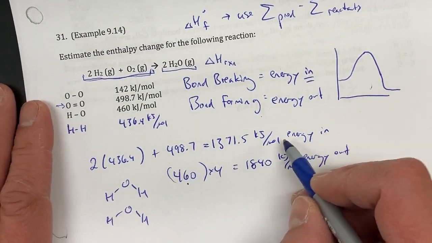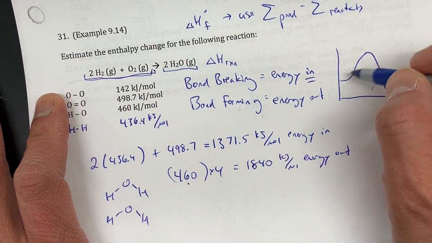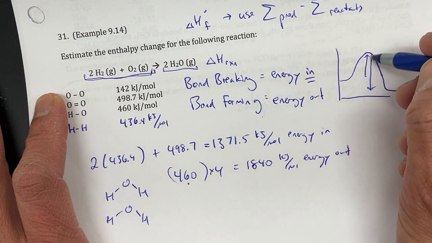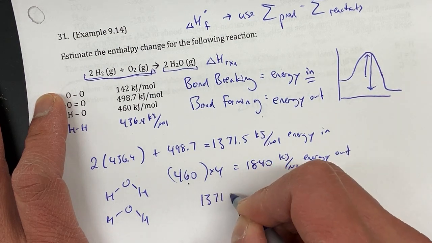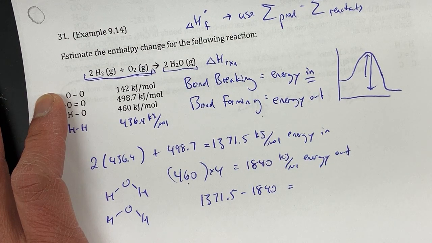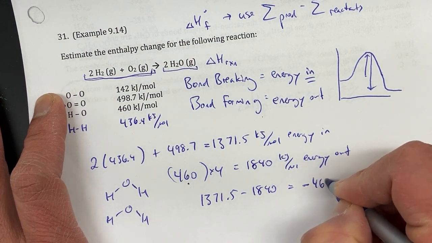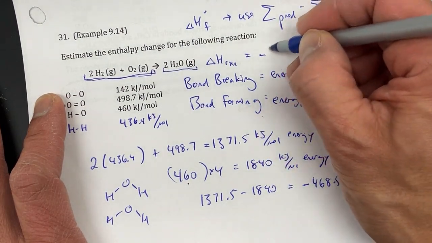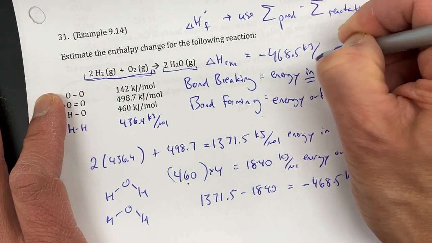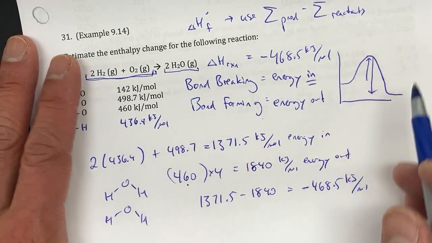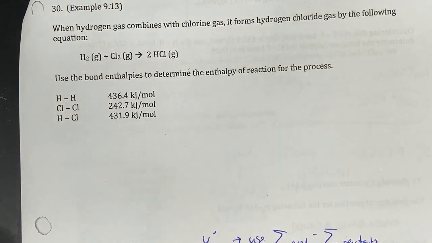And then what I do is I just take my energy in and subtract energy out, because energy in is up, energy out is down. This energy out is bigger, so that's going to be 1371.5 minus 1840. So that's going to be negative 468.5 kilojoules per mole. So that is my delta H of reaction up here. Negative 468.5 kilojoules per mole. So that's how you use bond energies to figure out the delta H. So do this problem here as a class.